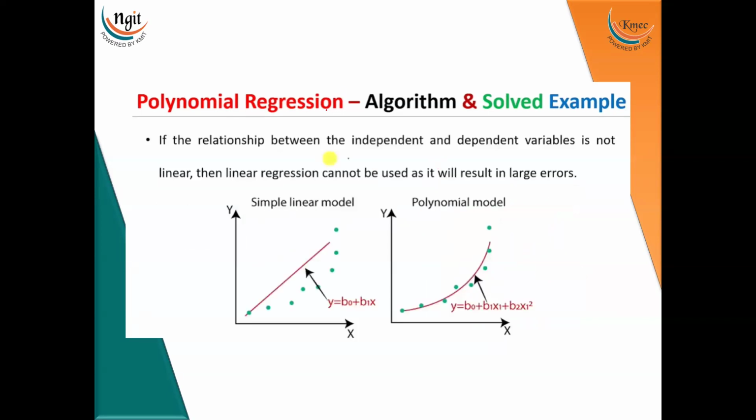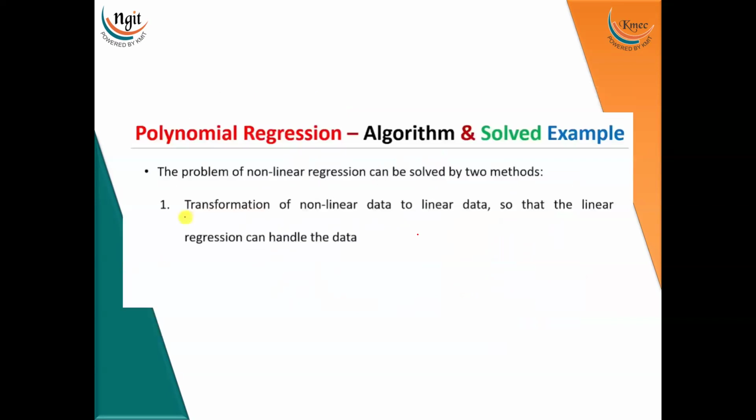But coming to polynomial regression, if the relationship between the independent and dependent variable is not linear, then when we implement such nonlinear data with the help of simple linear regression, it will result in large errors. That is the disadvantage of simple linear regression. There are situations where we have to work with nonlinear data. At that time, we can't use simple linear regression or multiple linear regression. Then we have to go for another regression, called polynomial regression.